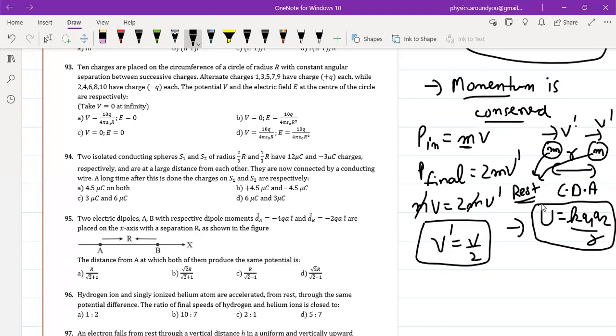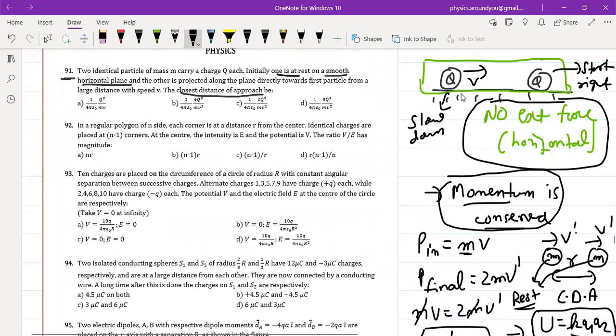If I have to bring in potential energy somewhere, that means I need to use energy conservation. So the second golden concept after momentum conservation is energy conservation. The initial energy of the system is only the kinetic energy. Why?